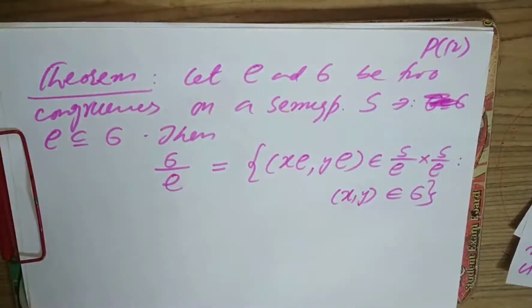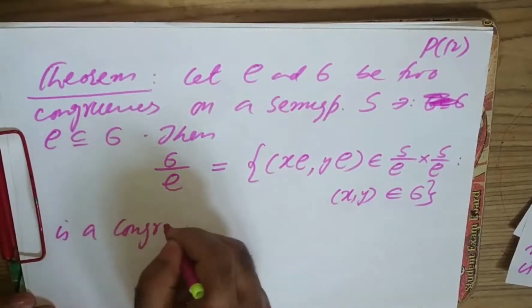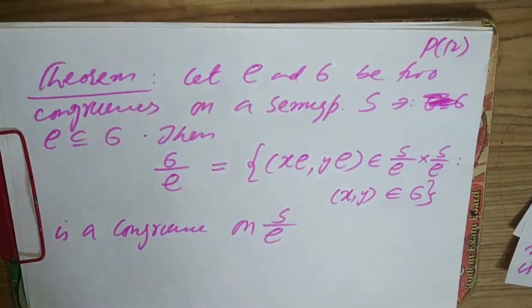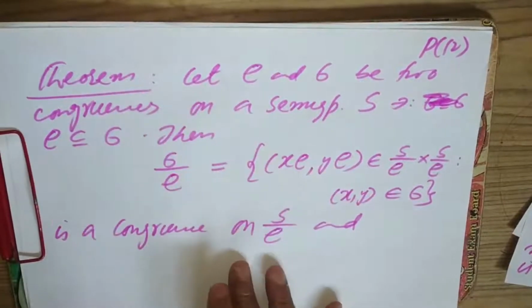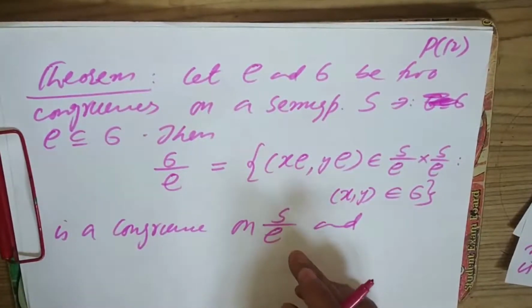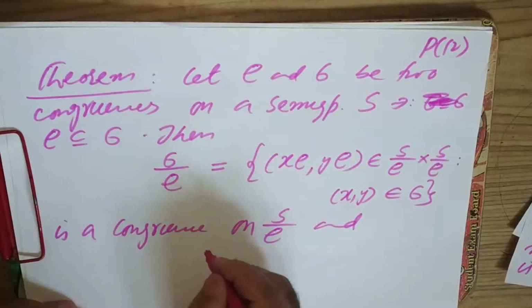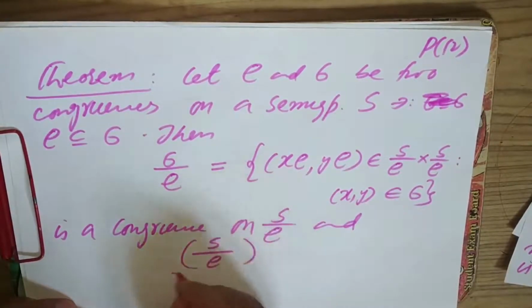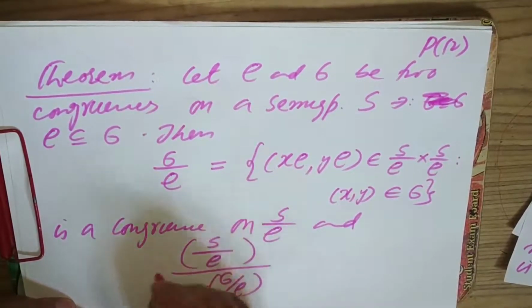Then this is a congruence. This is a congruence on S over rho. And not only this, it's a congruence on S over rho, then I can define the quotient of S over rho by sigma by rho. I can define this quotient, and that quotient is S over rho divided by sigma by rho, because sigma by rho is a congruence on this semigroup.